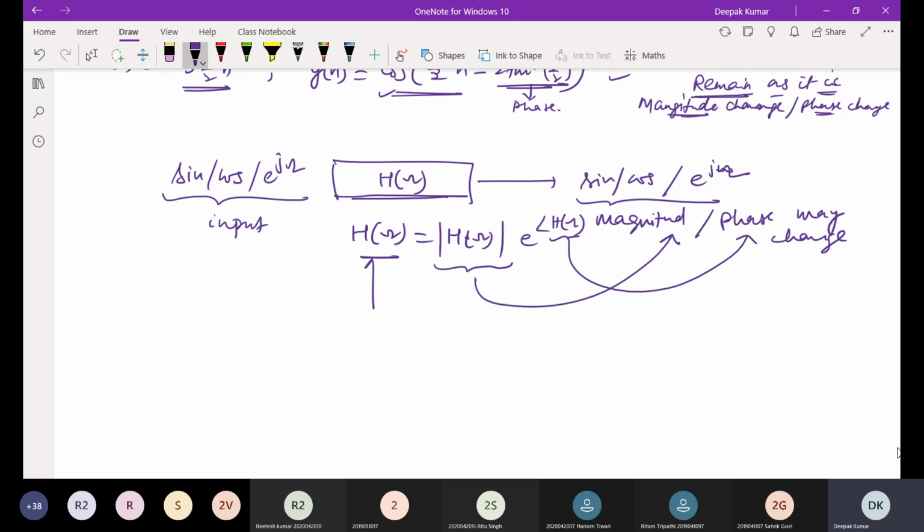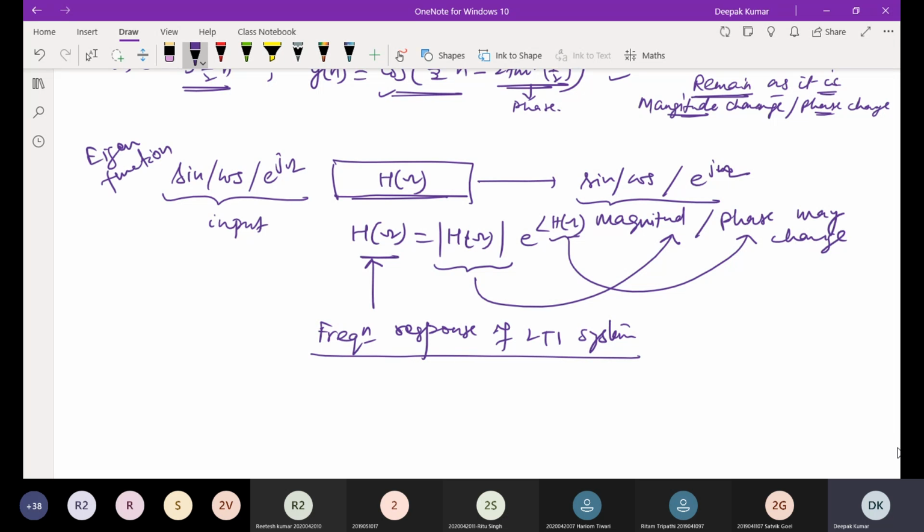This is the impulse response, or the frequency response, of the LTI system, and this is called the eigenfunction. So this is for your note. Keep this. Till now, does anyone have any kind of doubt?